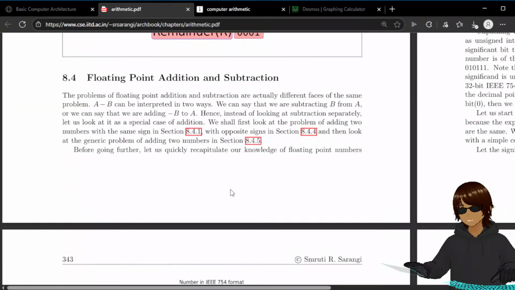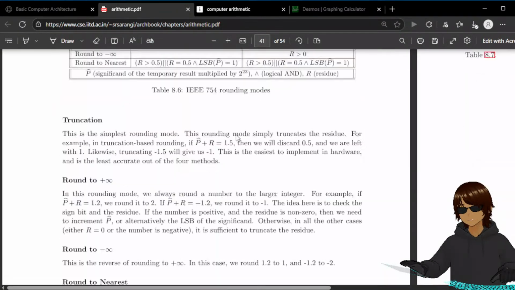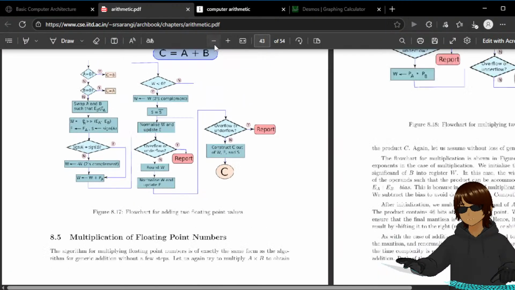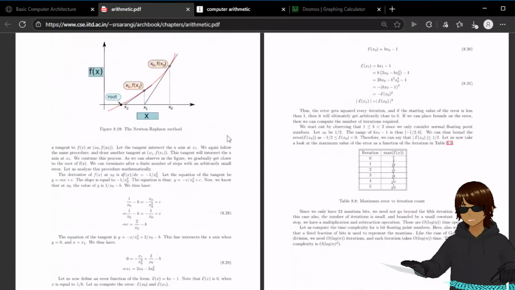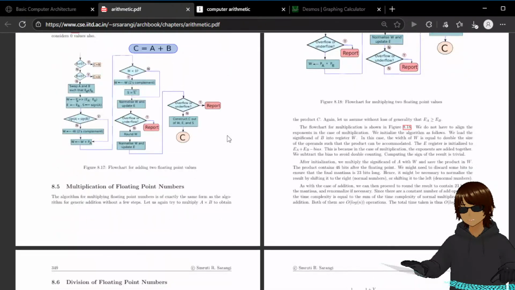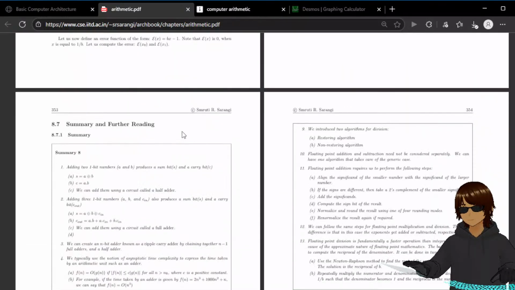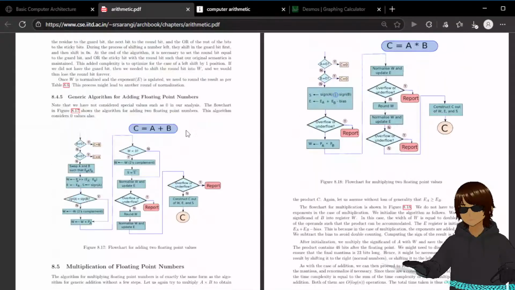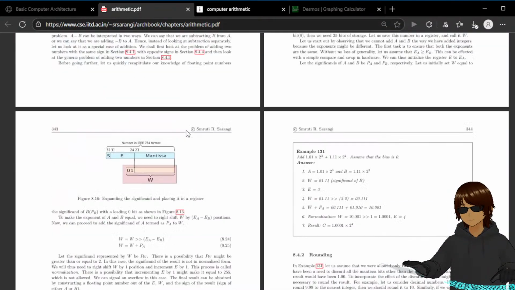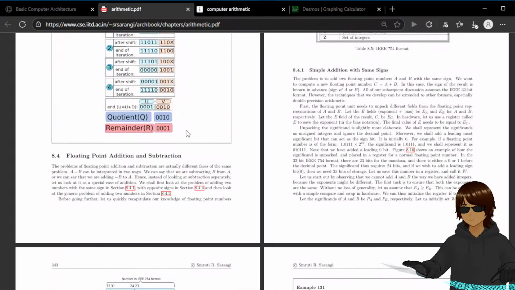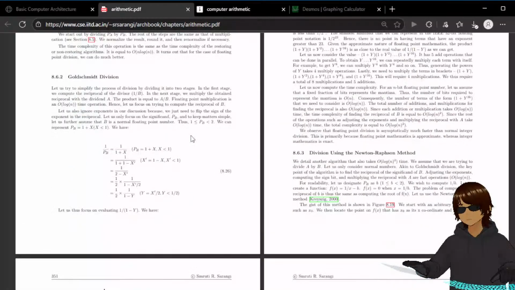Floating point, so this is 8.4. How much does this say? Is the rest of the entire chapter just on floating point? Let me see. Multiplication, division, summary. Should I read it right now or should I have a very small stream?